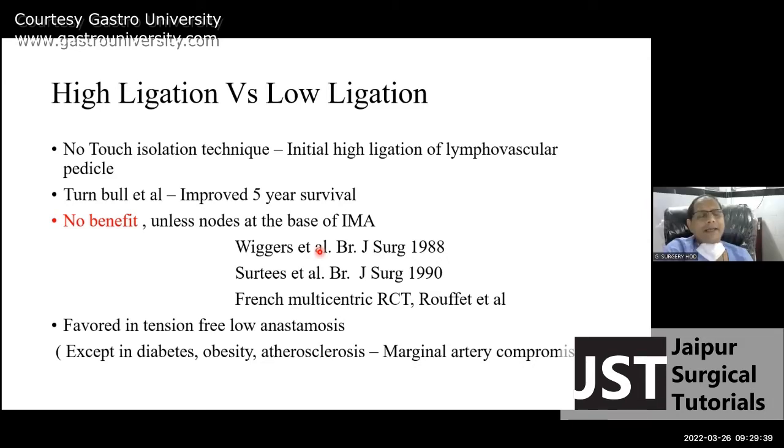And where do you ligate the vein? So at the lower border of the pancreas. So after it's given its last tributary to the pancreas, that is where you would like it. Yes, sir. Okay.